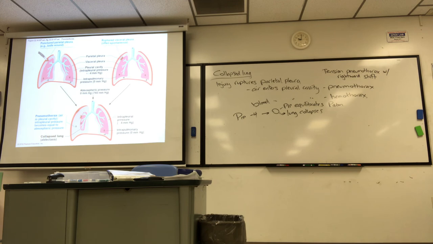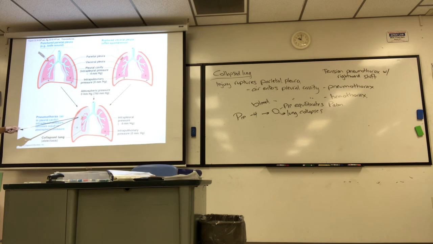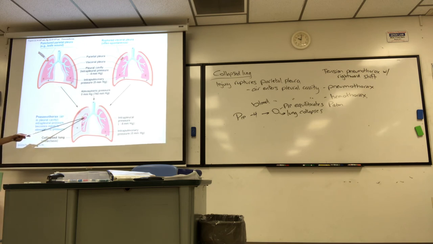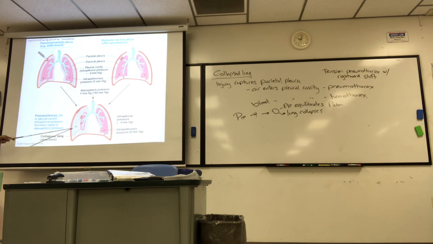There are many causes that you can look up for this collapsed lung. But look here, you have equilibrium, right? It's zero on the outside, it's zero on the inside of the parietal, of the intrapleural space, the pleural cavity, and you have a collapsed lung. The problem is, it's difficult to inflate a collapsed lung, right? So if you evacuate this area, that'll reinflate the lung.